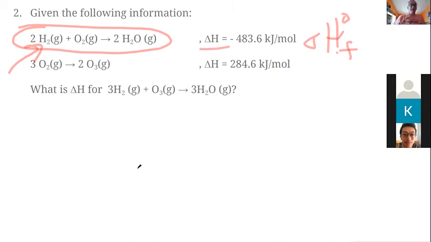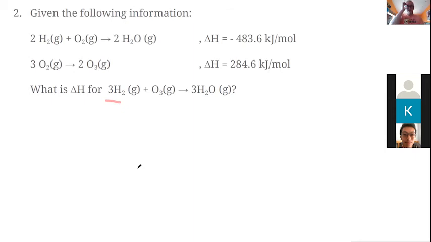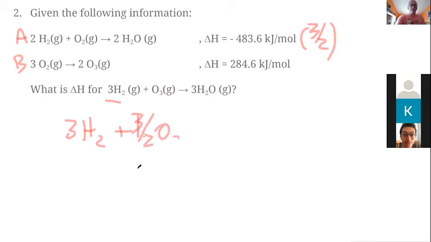So we need to figure out what's delta H when you take 3 moles of hydrogen and react it with a mole of ozone and get water. We'll start the way we normally do with these: where do we find our hydrogen? Which reaction? The first one. And is that the right amount of hydrogen? No, so you would multiply everything by 3/2, right? Yep, exactly. So that would give me 3 hydrogens plus 3/2 moles of oxygen make, oh, 3 moles of water.